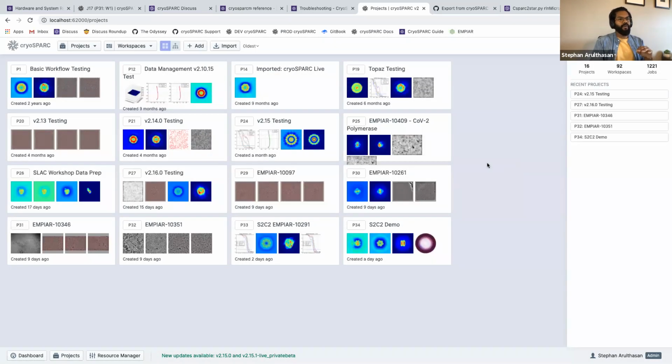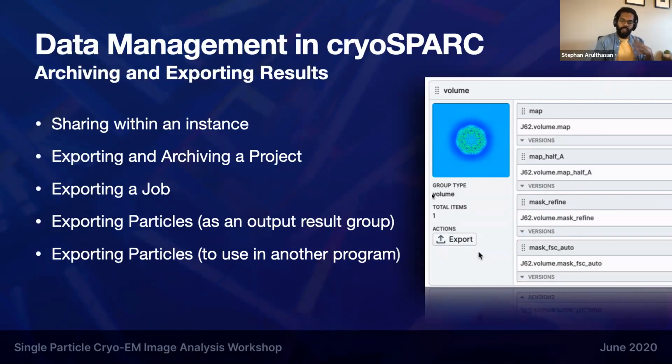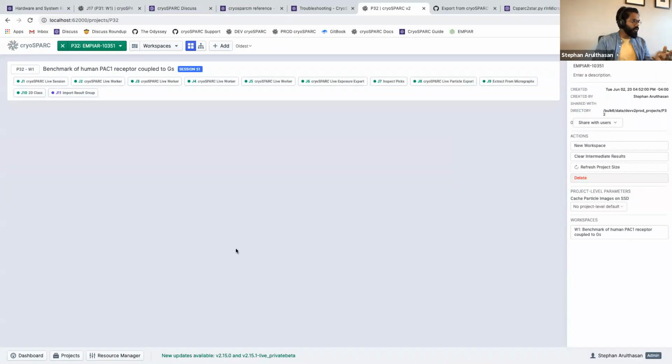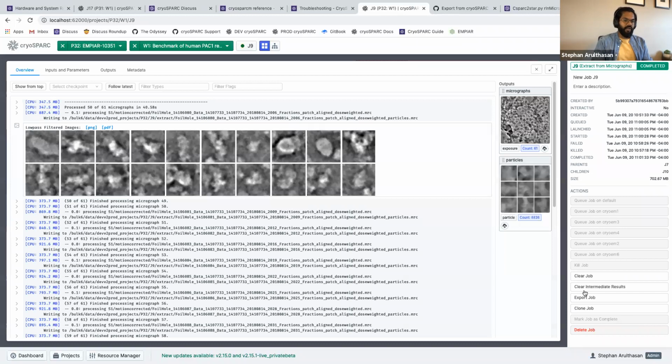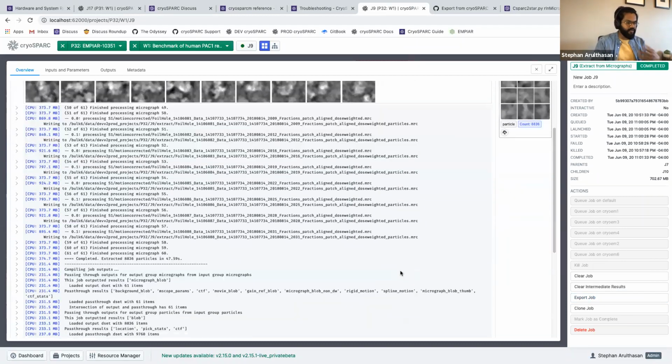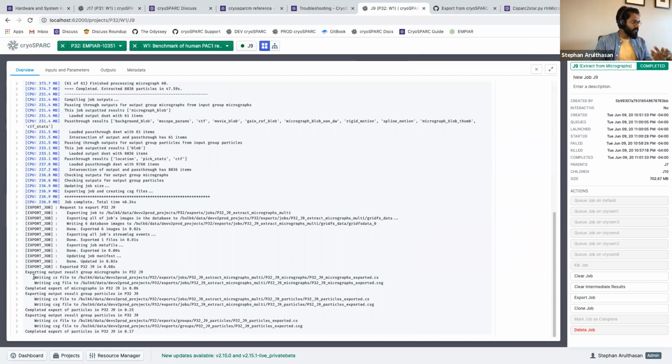So jobs, on the other hand, are a bit different. For jobs, you will actually have to press an export button. And I'm going to just show you how to do that. So let's say I want to export this extract from micrographs job. I would click on it, and the details panel will show up on the right. And then I'll have this option to export job. If I hit yes, I'll get a notification saying this job is exporting. And once it's done, I'll get some text right here saying writing CS file and CSG file to a specific folder. So I could take that folder and then compress that folder or copy that folder to a different user. And that's how I would share that job.